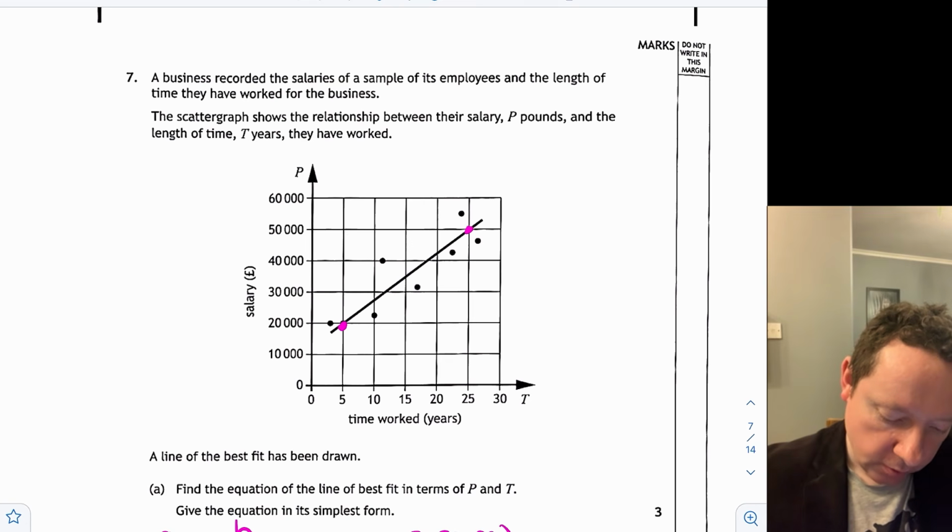Let's see if that agrees with the graph. That looks about right, so we're done.